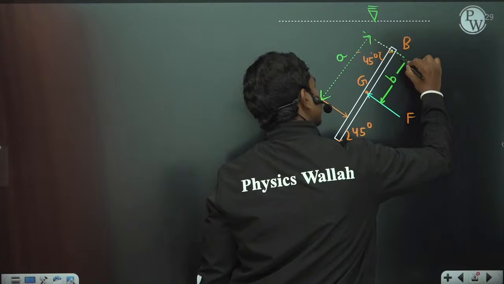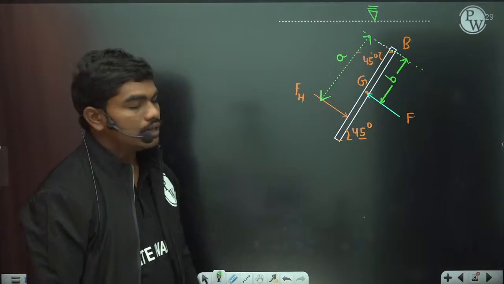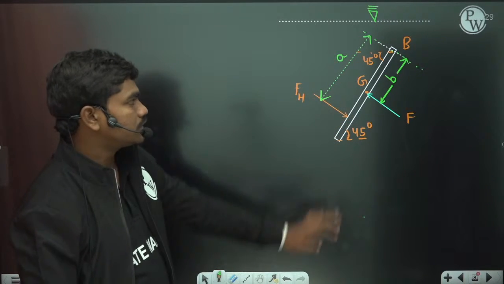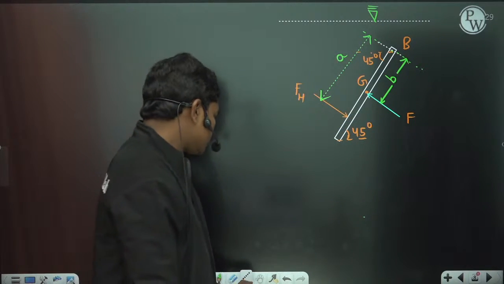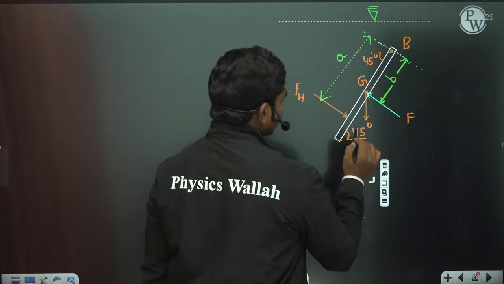Let us suppose this length is B, for example. Now if this length is A and this length is B, then these are the only two forces acting, and of course the weight of the plate is also there. Weight is also acting at the centroid. Okay, so this is W.